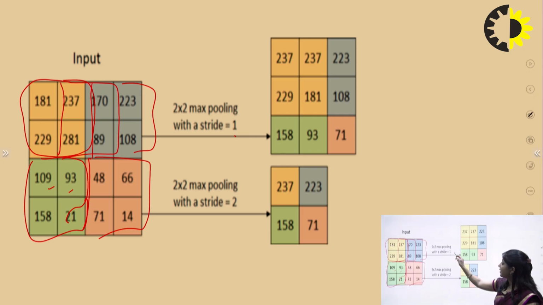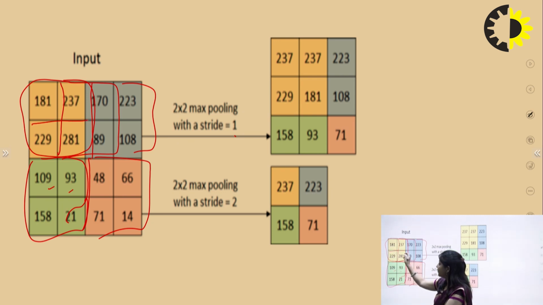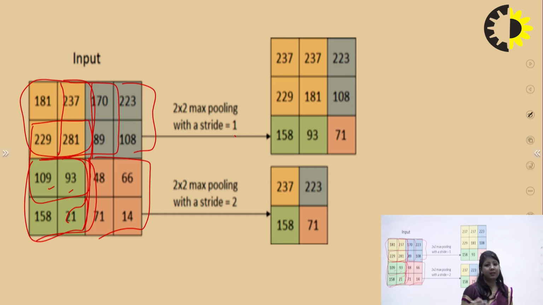If stride is 1, 1 column will be left for the sliding window. If stride is 2, then 2 columns and also 2 rows will be left when we select this. Next time, if stride is 1, we choose this one. If stride is 2, we choose this one. So depending on the stride size, we slide the window.